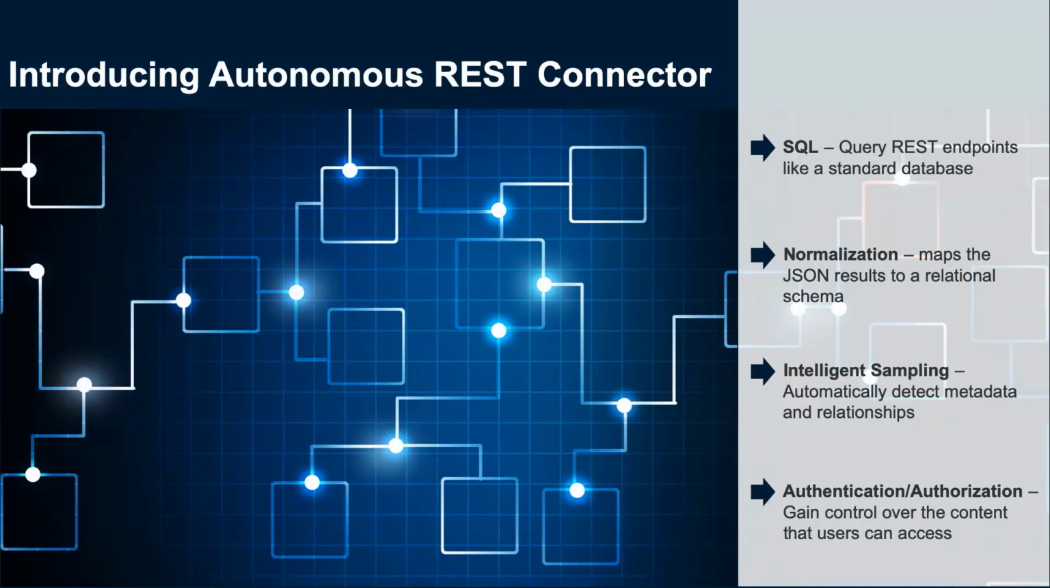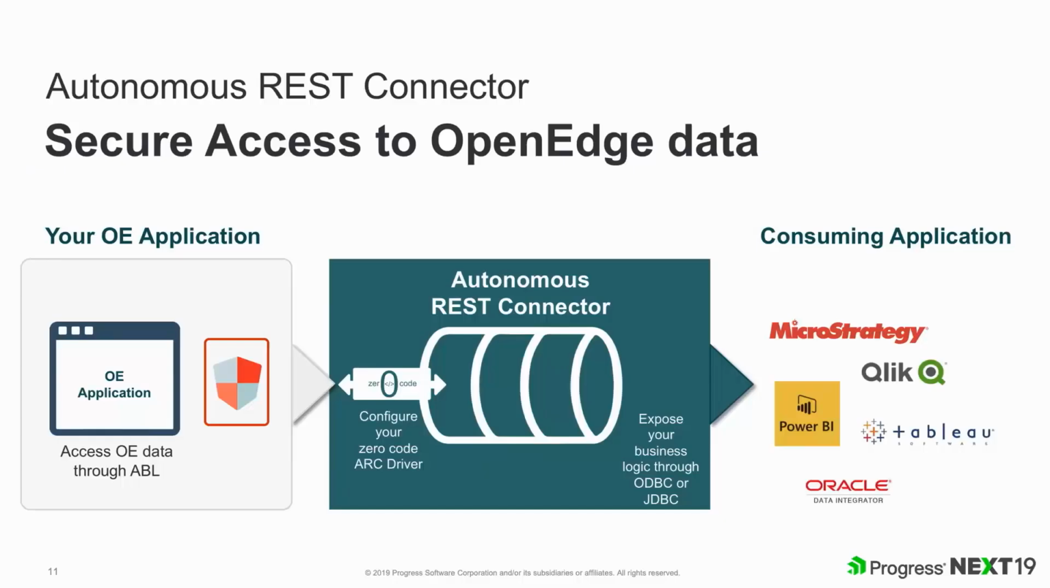Two is the ability to normalize the JSON results and the returns. Three is intelligent sampling. This is really our secret sauce. Not only do we offer this lightning fast connection, but the system is able to intelligently look at the metadata of your results and pre-build the schema so that you can go right to analyzing data. And if you need to change that, you can, but it's already set up as sort of a baseline once you first access it. And then four, authentication. So now you can control really which data the users have access to.